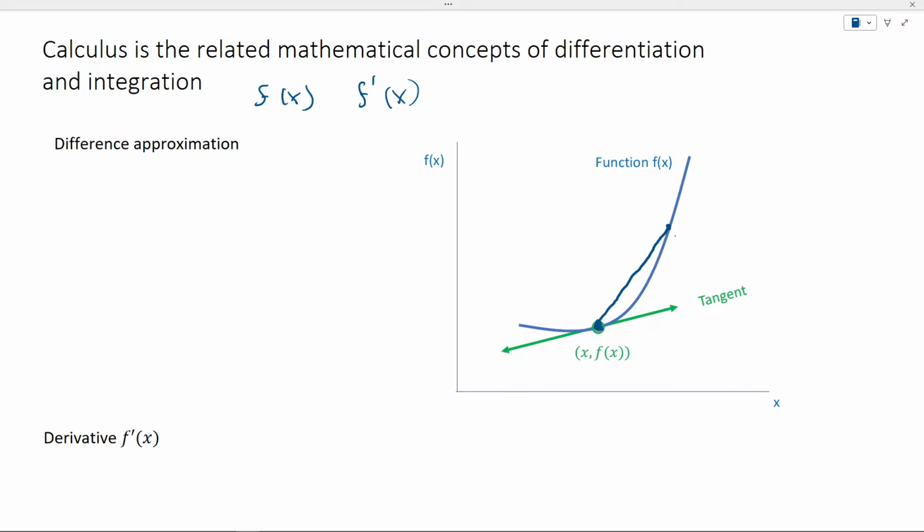Yeah, let me try to draw a secant line here.